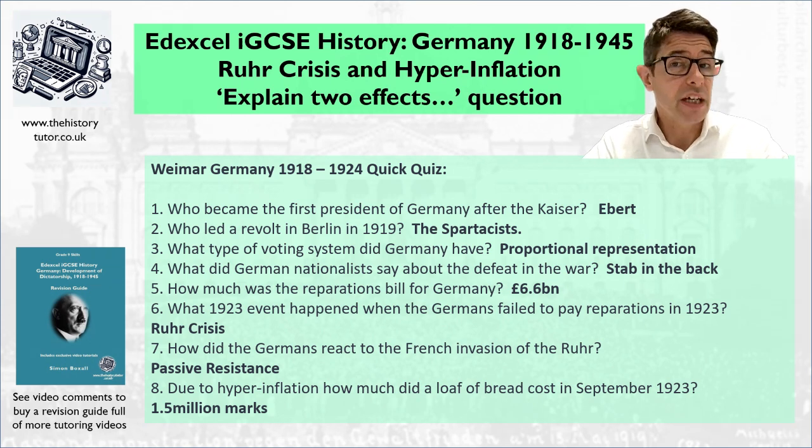So how did the Germans react? Question 7. And they reacted with passive resistance. The Germans refused to work for the French. The workers went on strike. And this was massively popular across Germany. The Germans were standing up to the bullies from France. And the government, aiming to gain some support, took the populist action of printing more money to fund paying the strikers to stay on strike.